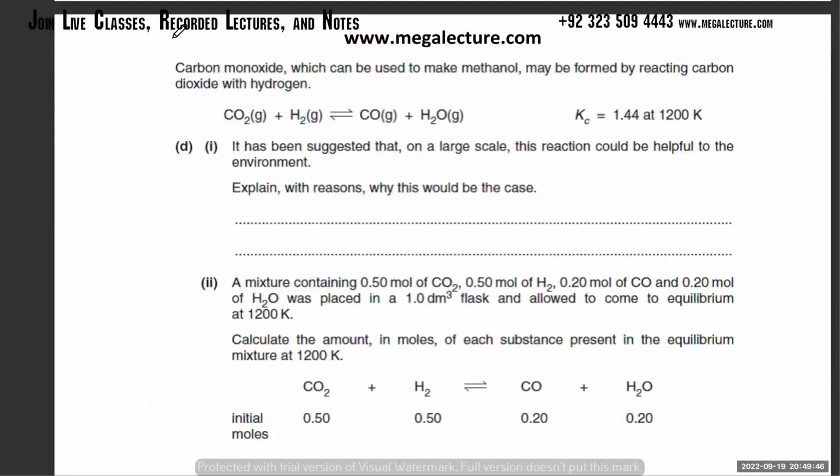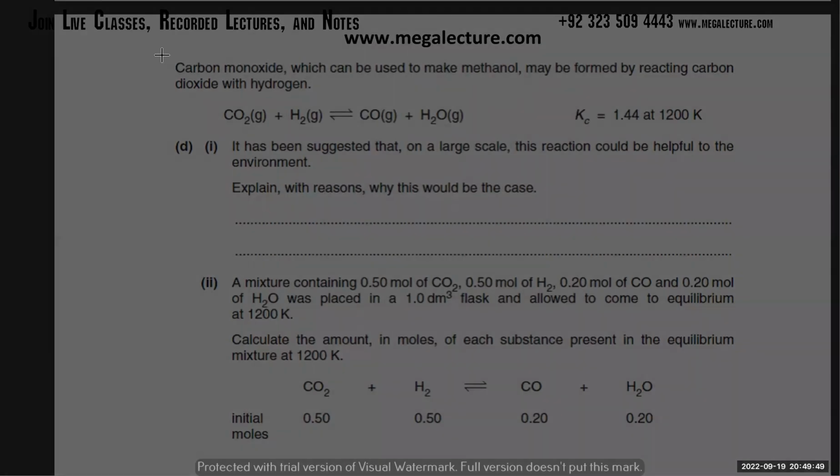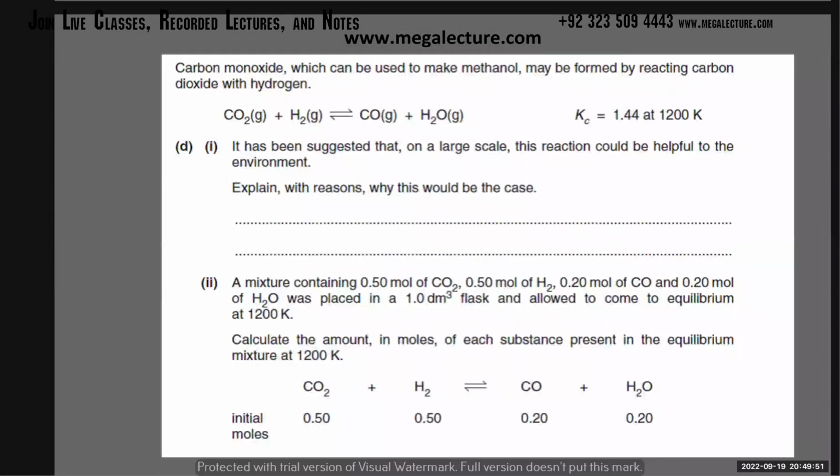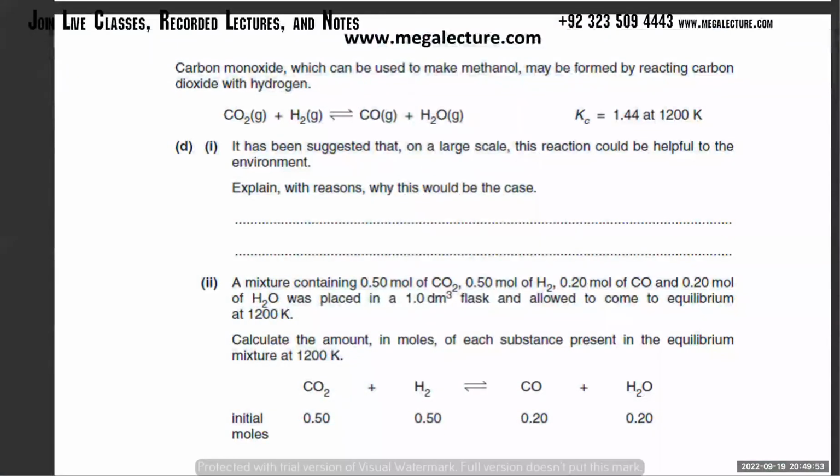I'm sending this question. This is your homework, okay? So try and figure out what's going to happen here, okay? मैं WhatsApp पर भेज रहा हूँ. तो ये करके मुझे solve करके भेज देना, ठीक है?